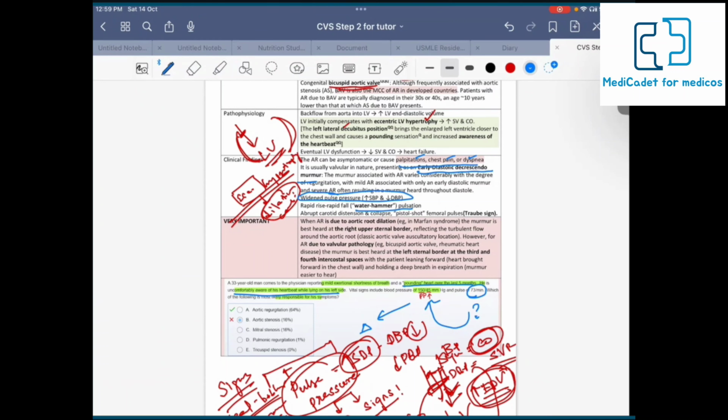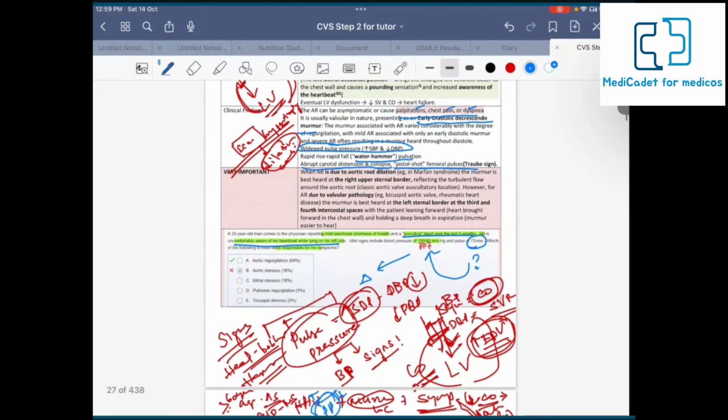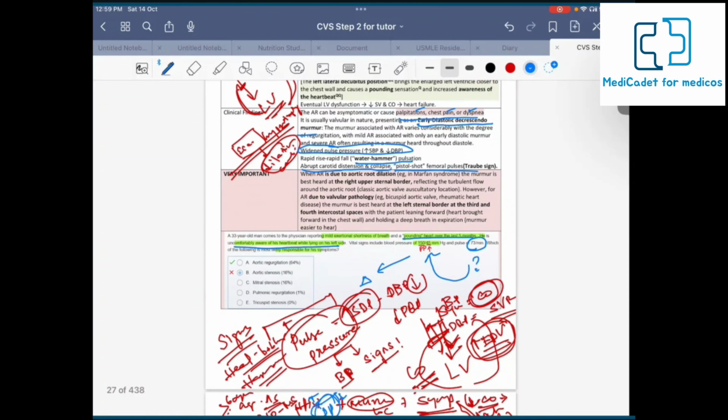And then the water hammer pulse, pistol shot femoral pulse, and abrupt carotid distension and collapse. These are extra clues because of this widened pulse pressure. And they mentioned some other important things like aortic root dilatation, which we already mentioned, and the right upper sternal border, the right aortic area, that is most common, and the left sternal border at the third and fourth intercostal space, which I told you, right?